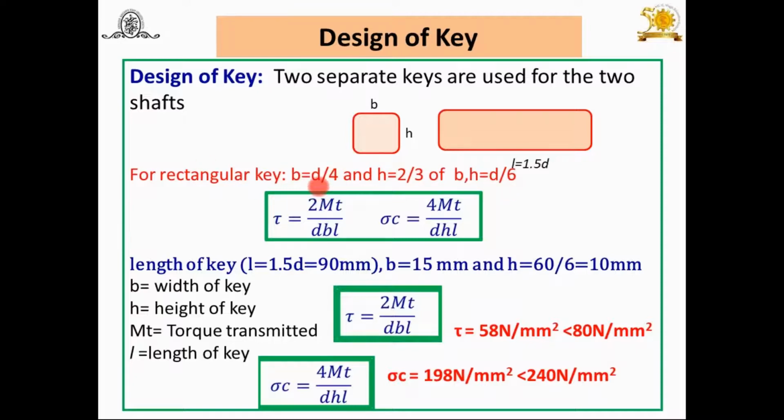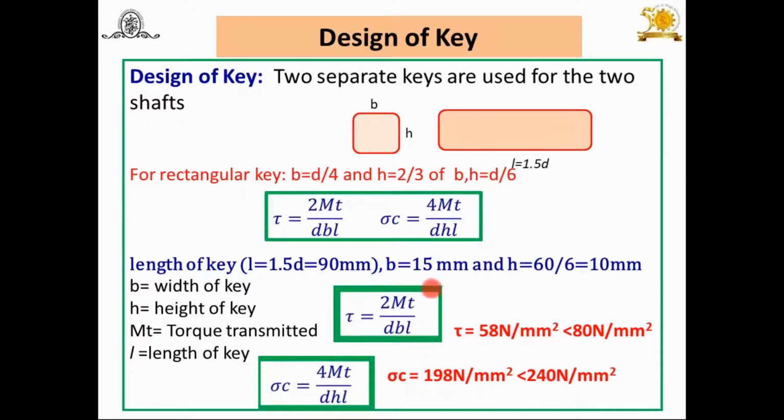Once you know d, the shaft diameter 60, 60 by 4, you will get B equal to 15. I have written here, look at this. And H equal to 60 by 6 means you will get 10 mm, and the length of the key is 1.5 times d, that is 90 mm. So you have to find out all these dimensions, but whether these dimensions are suitable for this application to transmit that 13 point something kilowatt power, we have to check it. How to check it? The key is going to fail against shear and against crushing. That's why we have to find out the shear stress induced in the key and the crushing stress induced in the key.